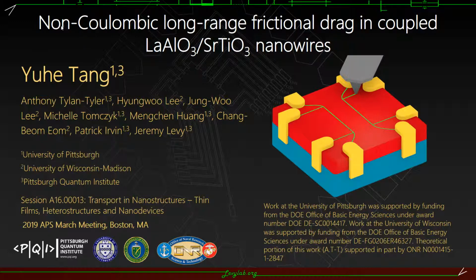Today my topic is non-Coulombic long-range frictional drag in coupled lanthanum aluminate strontium titanate nanowires.